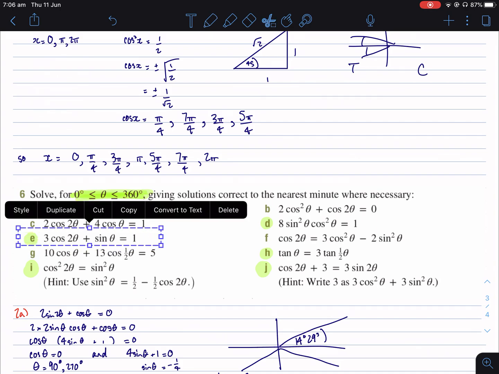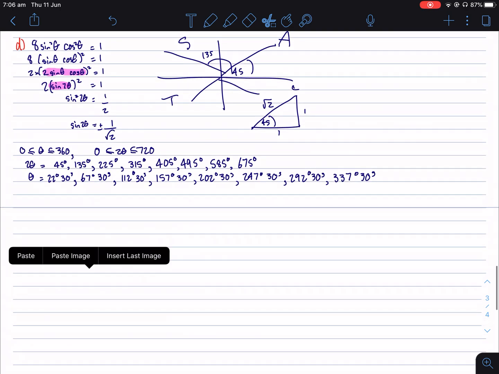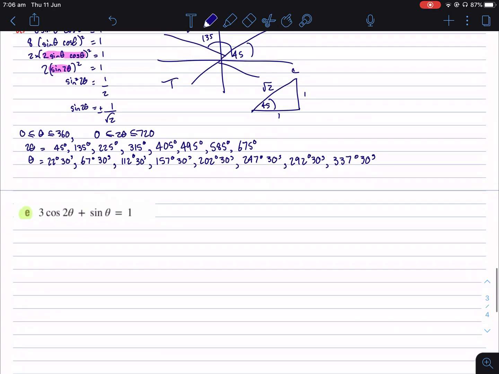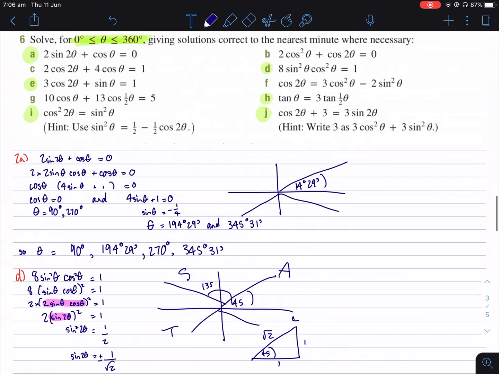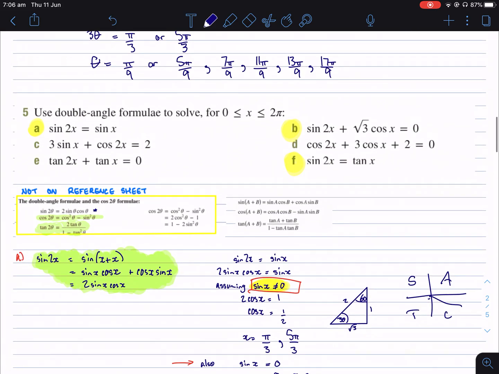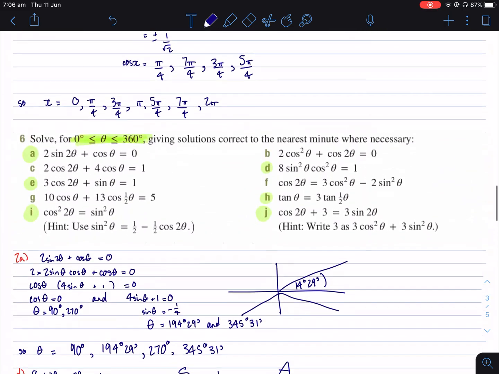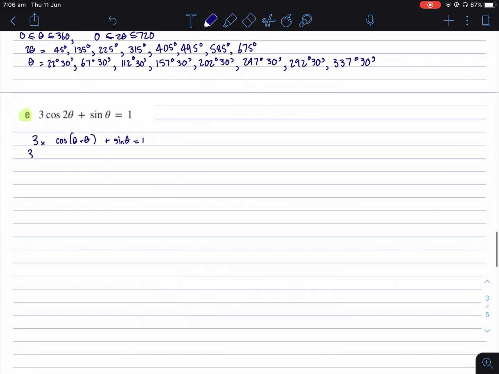Okay, E. This one will be a bit shorter. Now, I don't remember the double angle formula for cos, so let's figure it out. We've got 3 lots of, now, that's the same as cos theta plus theta, yeah? Plus sine theta equals 1. Now, the compound rule for cos, I cannot remember. Cos minus sine. Okay.